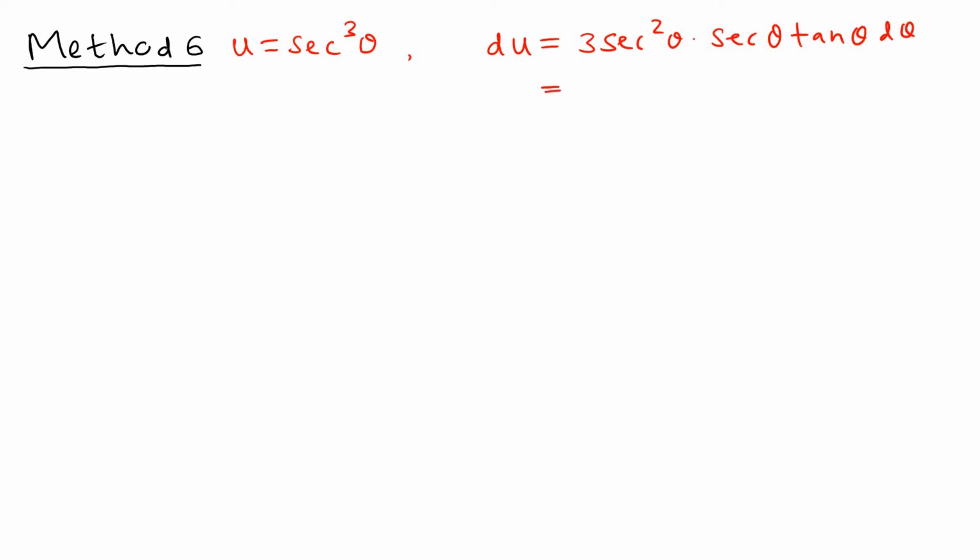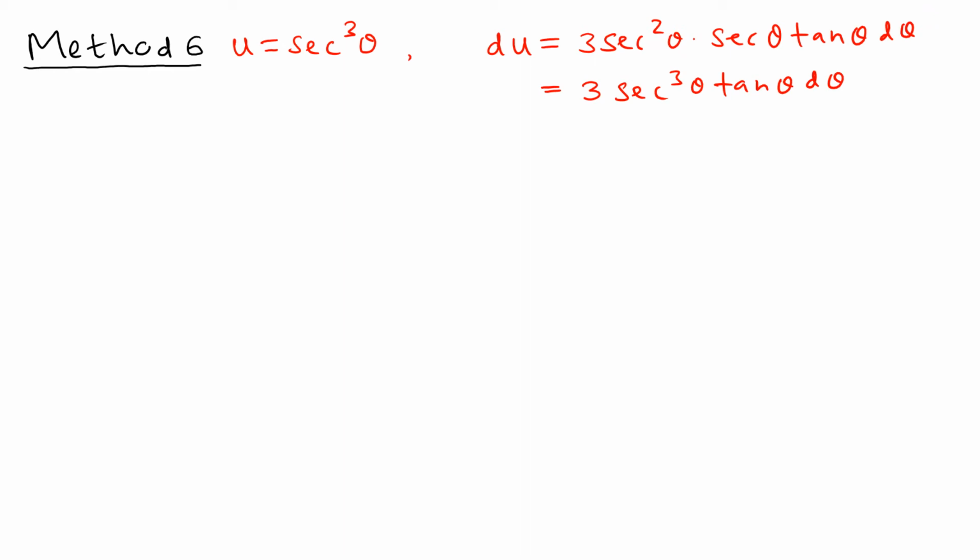Next we use u equal secant cubed theta. So steps are very similar. We can take the derivative. So du equals 3 secant squared theta times the derivative of the secant, which is secant theta tan theta d theta, and then we combine. So we can write this one as 3 secant cubed theta tan theta d theta.